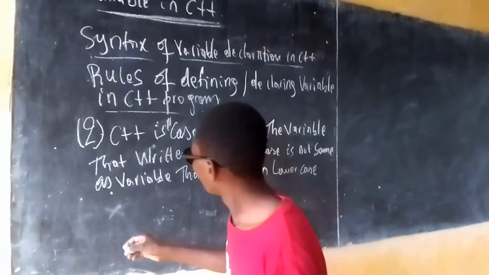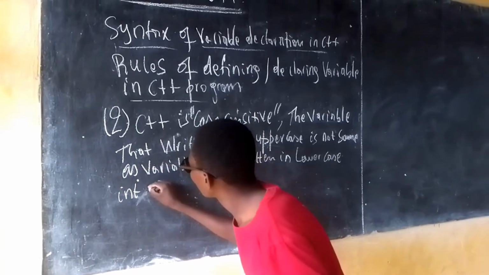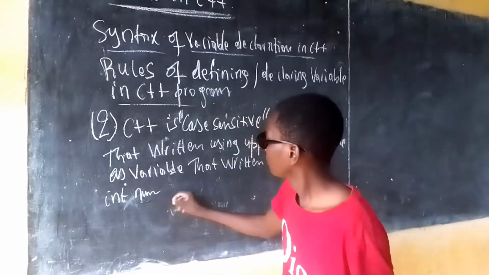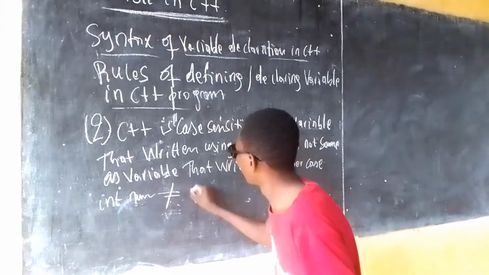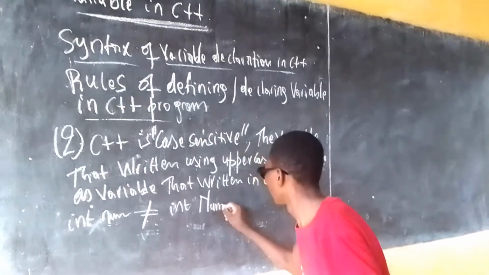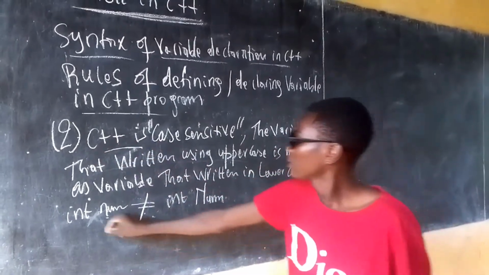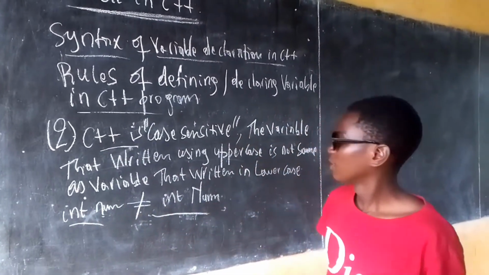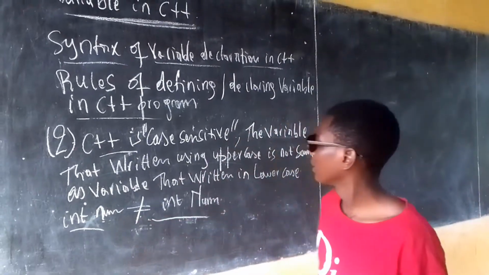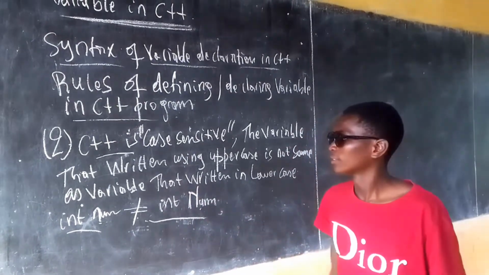So let's take one example. int num, meaning number. int num is written using lowercase, whereas this N is written using uppercase.